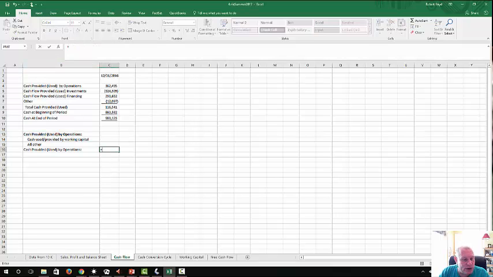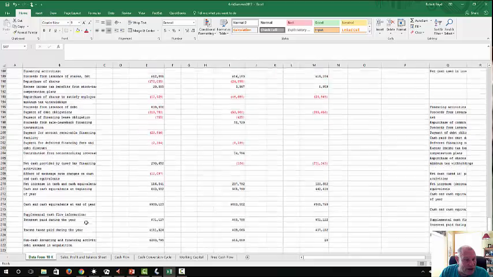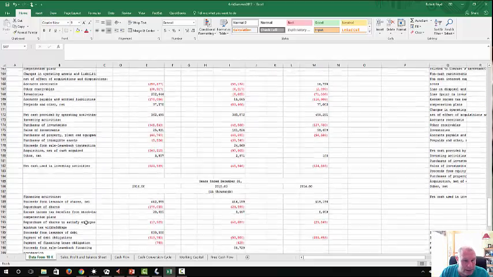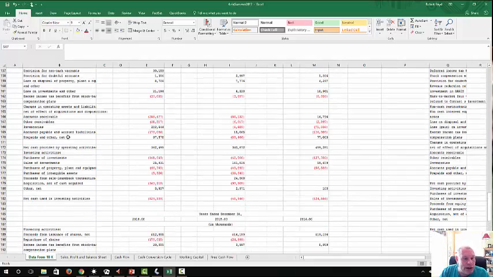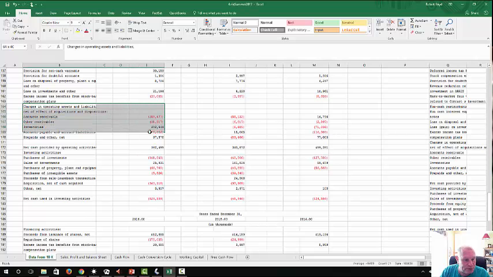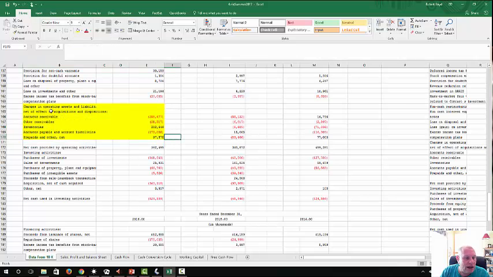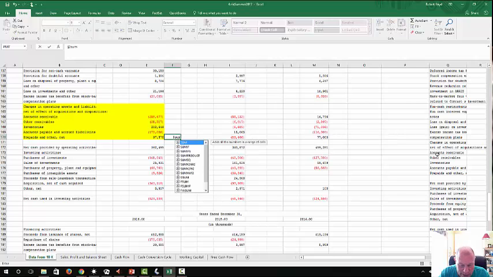So we know how much was, so I can just put this in here, 362. So, but the question is, how much was attributable to working capital? So we go over to the 10K, and we actually have that right here. It's called changes in operating assets and liabilities. So I'm going to sum them up.